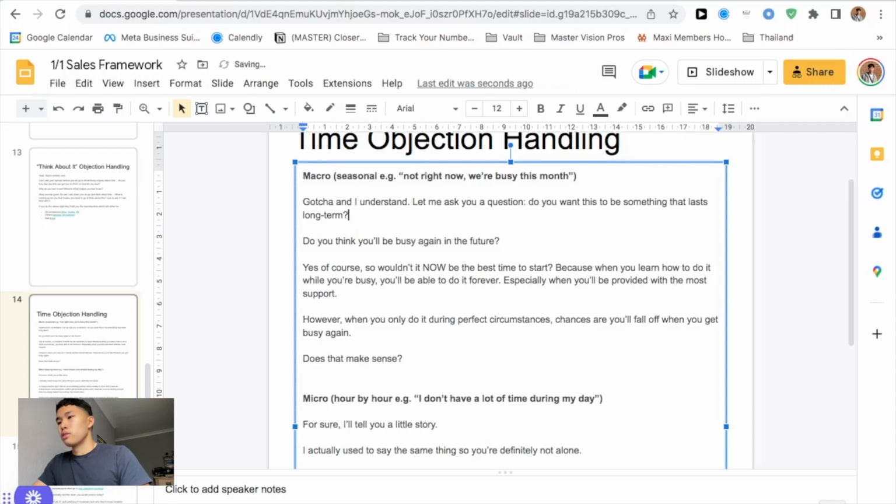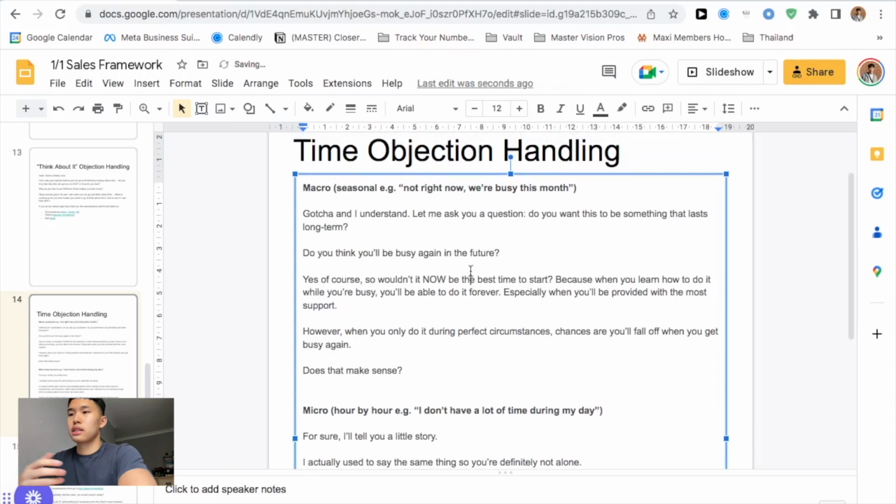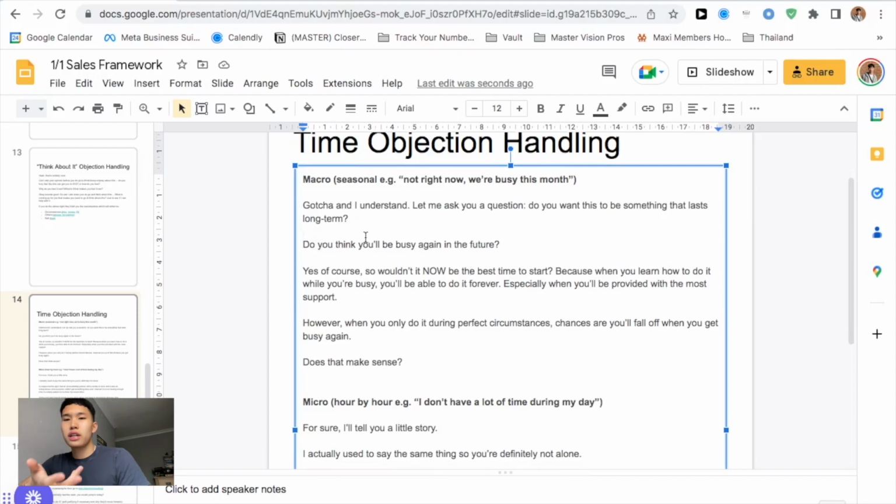So you say, "Okay, I understand. Let me just ask you a question. Based on everything we talked about so far, do you want this to be something that lasts long term?" So if it's to lose weight, do you actually want to cut the weight and keep it that way for a long time? If it's business, then you know what to say. And then they'll say yes. Who wouldn't say yes?